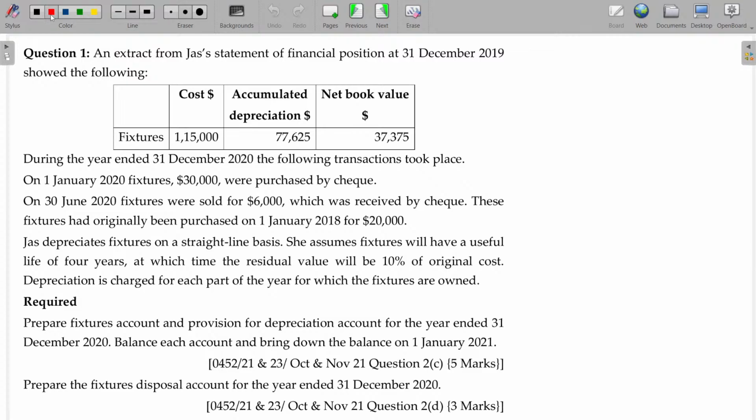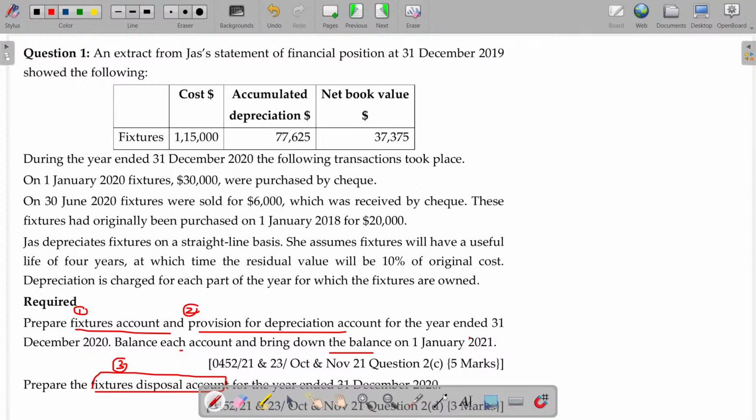Prepare the fixtures account and provision for depreciation account for the year ended. Balance each account and bring down the balance on 1st January 21. Prepare the fixtures disposal account also. So three accounts are going to be prepared here, carrying 8 marks, 5 plus 3. Just like that you can get these 8 marks. Let's try to solve this one now.